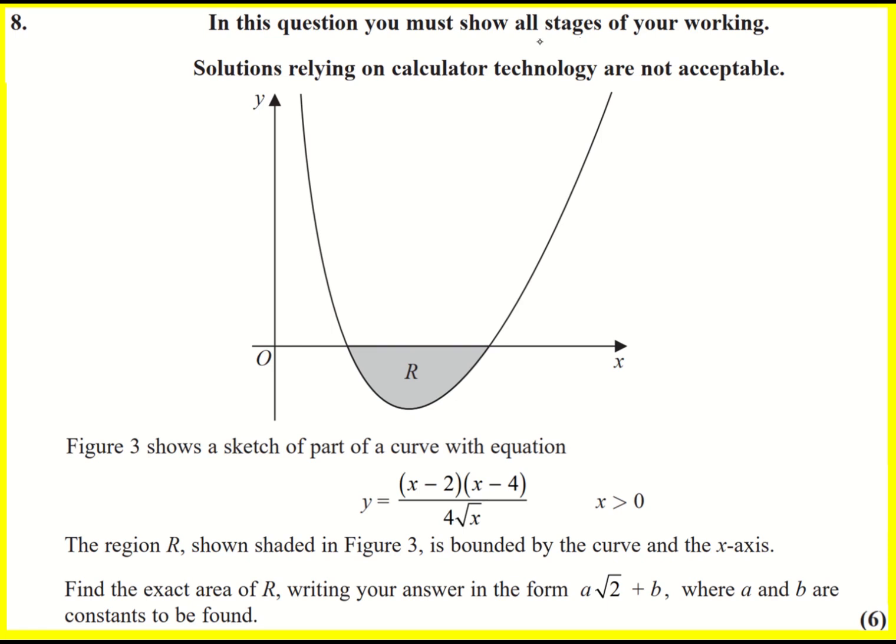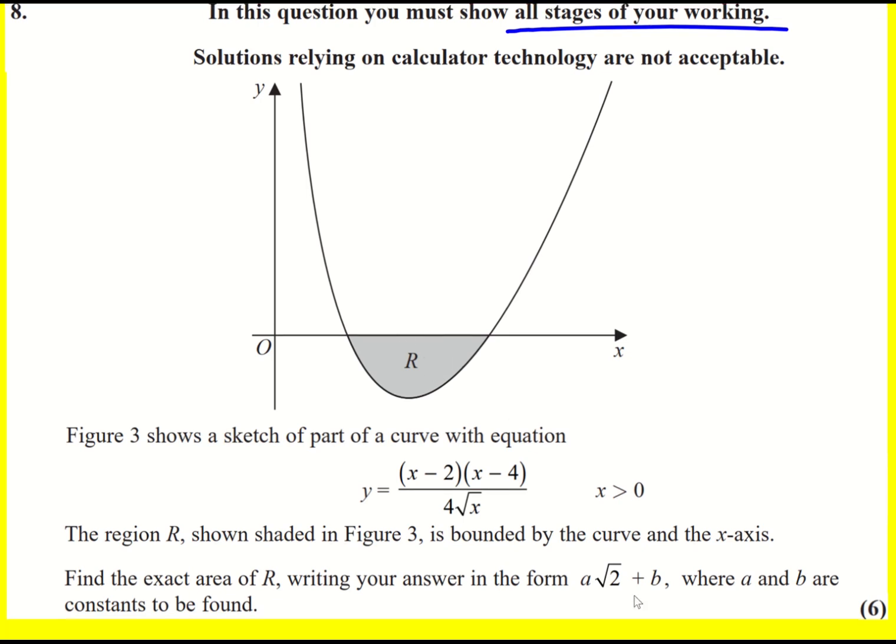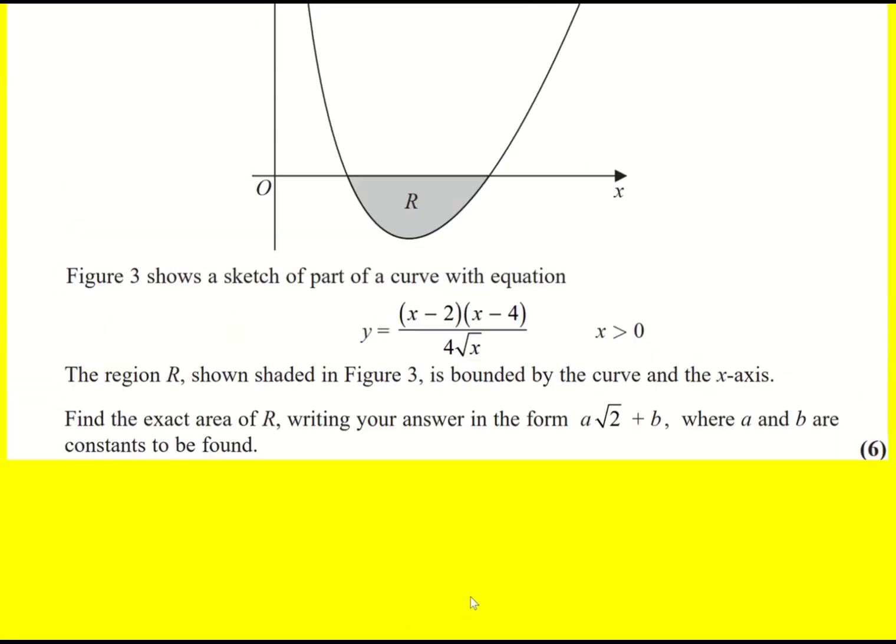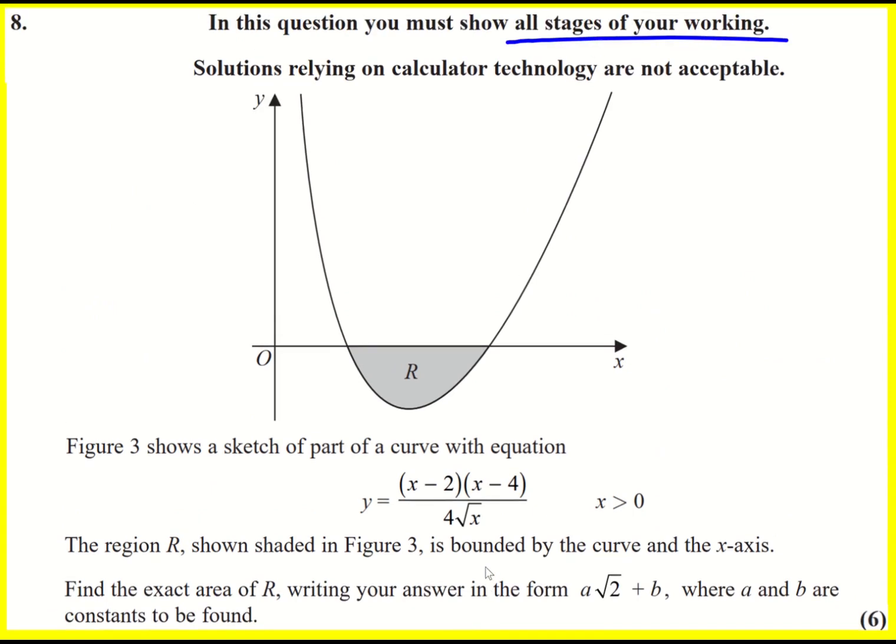We've got to be showing a lot of our working in this question. We're given a sketch of this function for x greater than 0 and asked to find the exact area shown, giving our answer in the form a root 2 plus b. Right, well, first up, we can find where the graph is equal to 0.